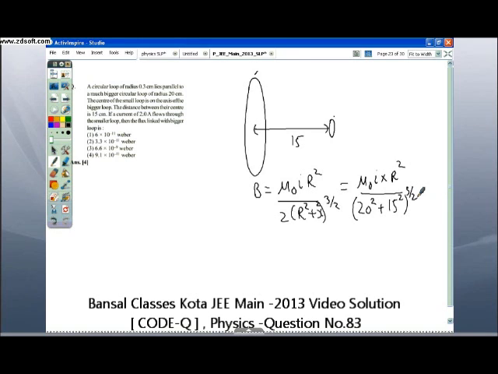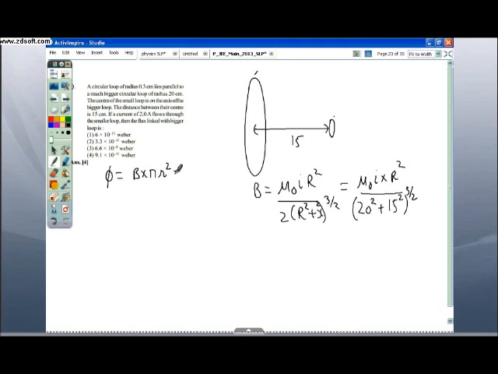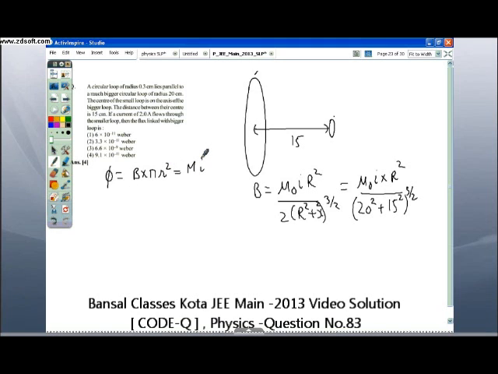Now this will produce a flux. Flux phi will be equal to B multiplied by the area of the small loop, that is B multiplied by pi r square. We know that this flux is equal to mutual inductance multiplied by current I. The mutual inductance comes out to be mu naught pi small r square capital R square upon 2 into R square plus X square to the power 3 by 2.